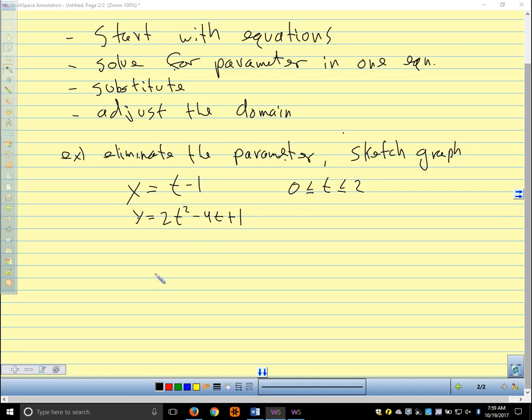So I'm going to say from the first equation, I get that t equals x plus 1, and then we substitute. So we get y equals 2 times (x plus 1) squared minus 4 times (x plus 1) plus 1. And we simplify that a little bit, do some algebra: 2x squared minus 1.